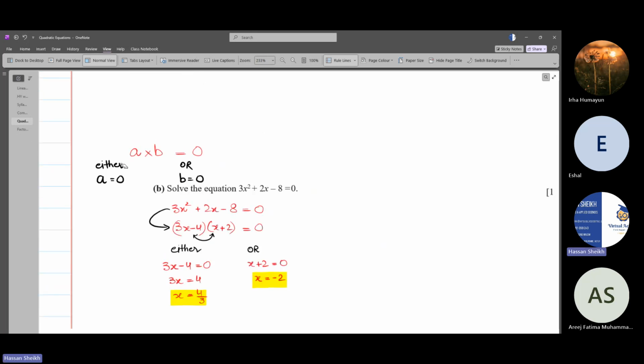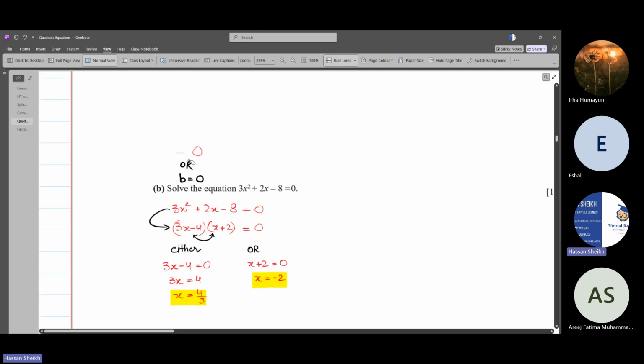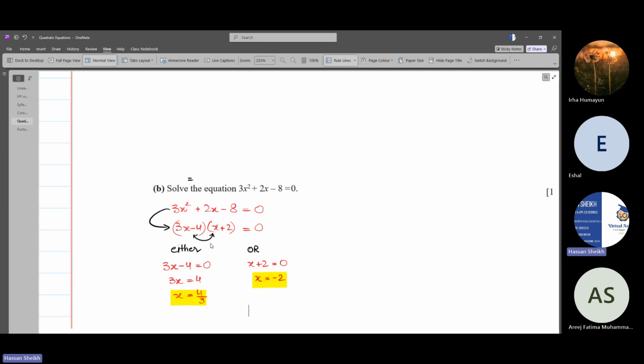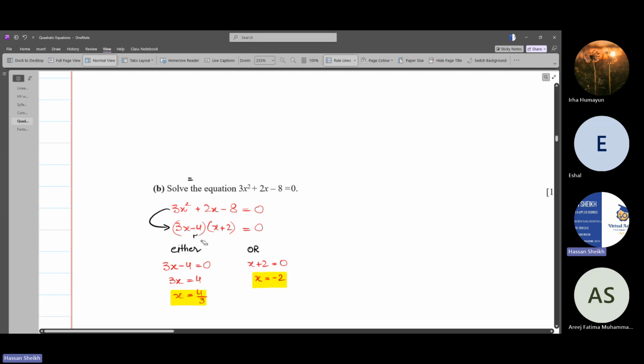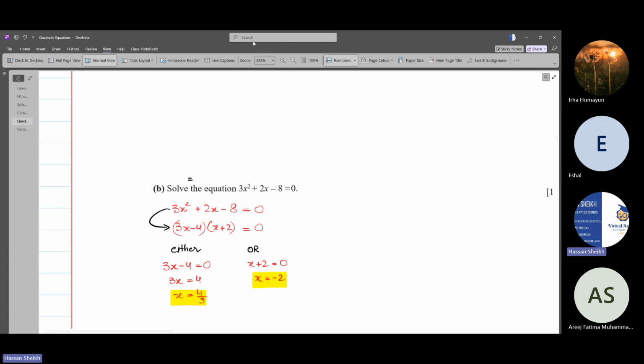Okay, so let's have a 5-minute break for the Maghrib prayer and we'll be back. Solving quadratic formula, and if we have a few questions from the factorization as well.